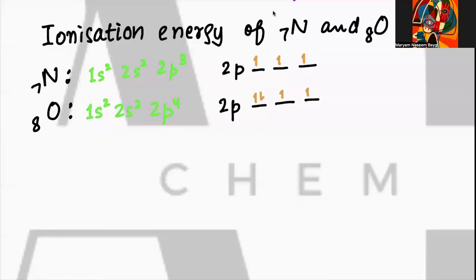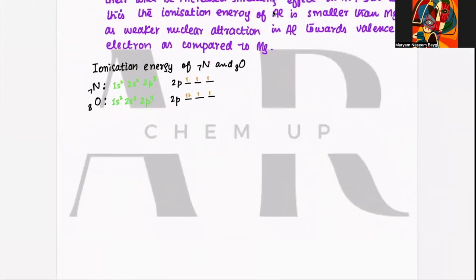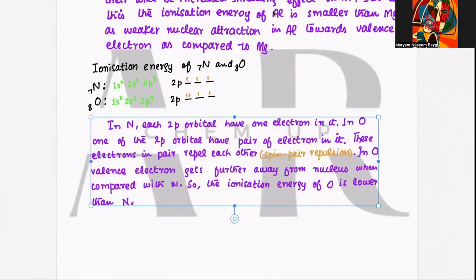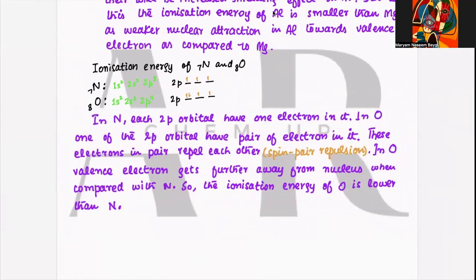Yes. Did you get this, Mariam? Yes. Okay. So the examiner asks this reason as well. These reasons are usually for 2 marks or 3 marks. So we are going to write about this, and we call this spin pair repulsion.